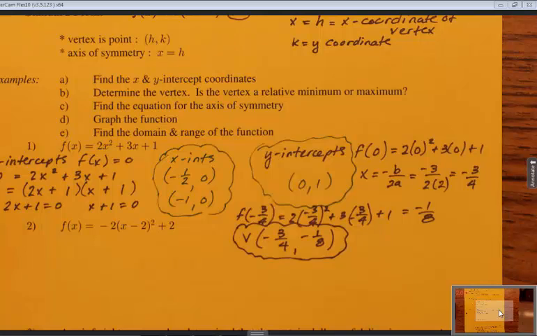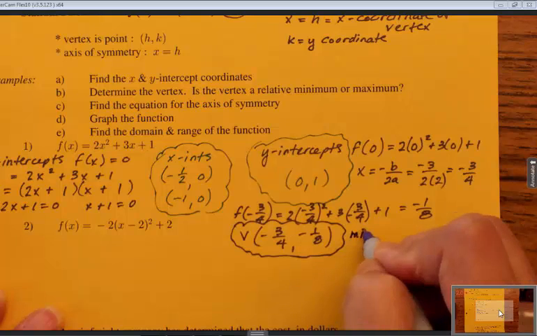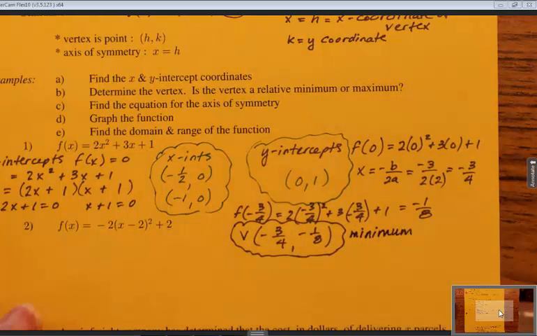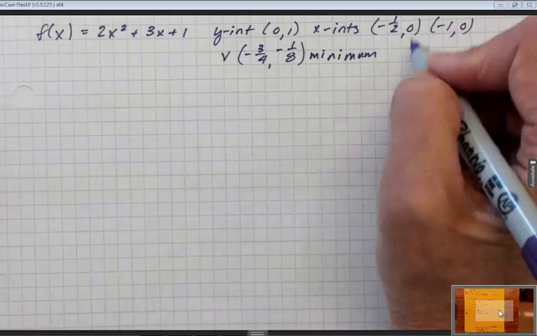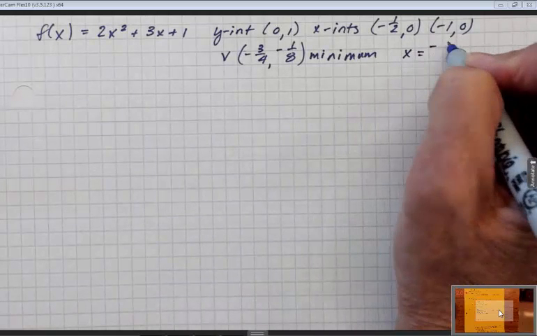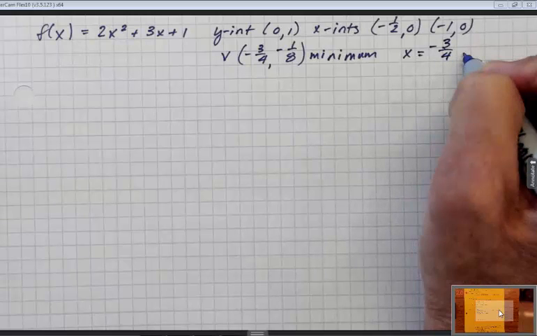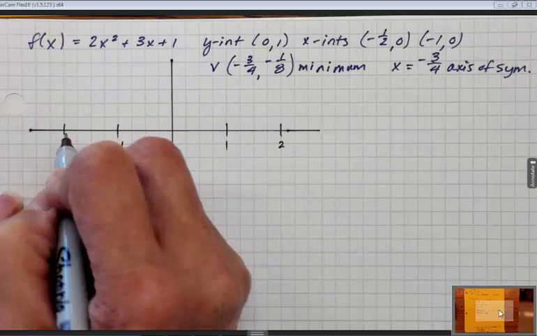And then we're asked to graph the function, so I'm going to go ahead and do that. And we really don't have big points that we're dealing with. So I'm probably going to break my graph down a little bit into at least fourths. X equals negative 3/4. Remember, it's going to be the coordinate of your vertex. This is your axis of symmetry. Okay, I'm going to go ahead and graph.